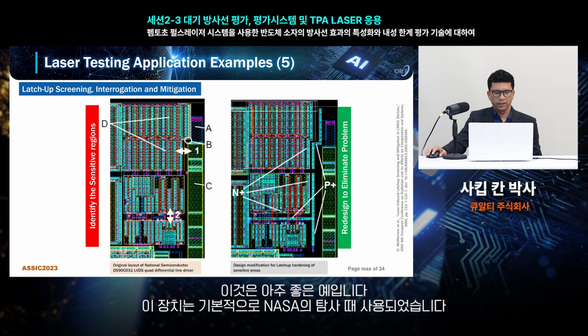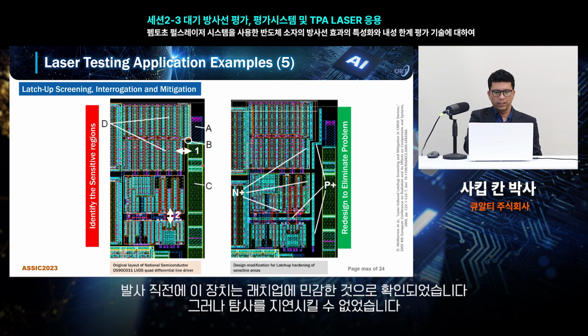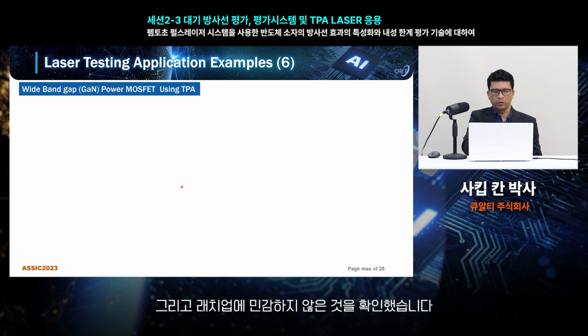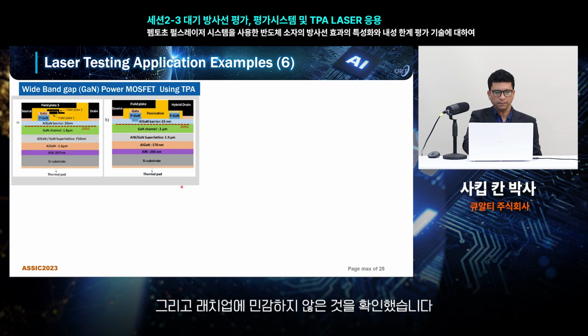This is a very good example. This device was used in one of NASA's missions. At the very last hour, this device was found to be sensitive to the latch-up. So there was no way that mission could be delayed. So quick screening was performed using laser, and the area which was sensitive to the latch-up was identified. The device design was modified and tested again, and it was found immune to the latch-up.